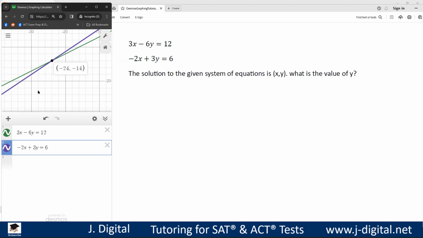So our point is negative 24, negative 14. Remember, for a point, the x is first, y is second. So our value of y is negative 14. Okay, see how easy that is?